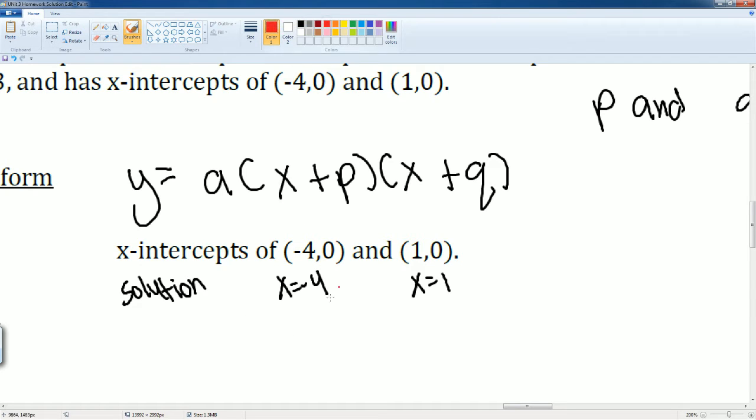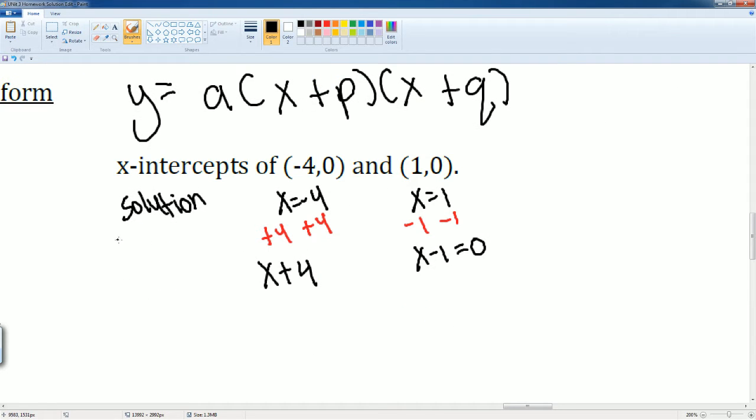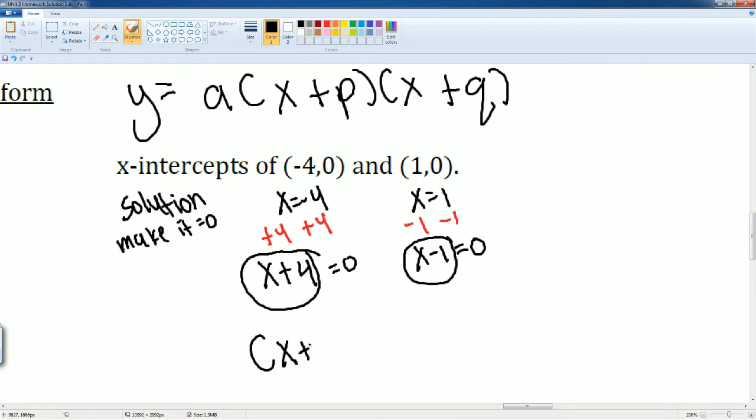So that means we now want to make this equal to 0. We can add 4 to both sides, and this gets you x + 4. For this one, subtract 1 from both sides, and this gets you x - 1 = 0. Why do we do this? We make it equal to 0 because now these are your factors. They're right here. So it becomes x + 4 and x - 1.